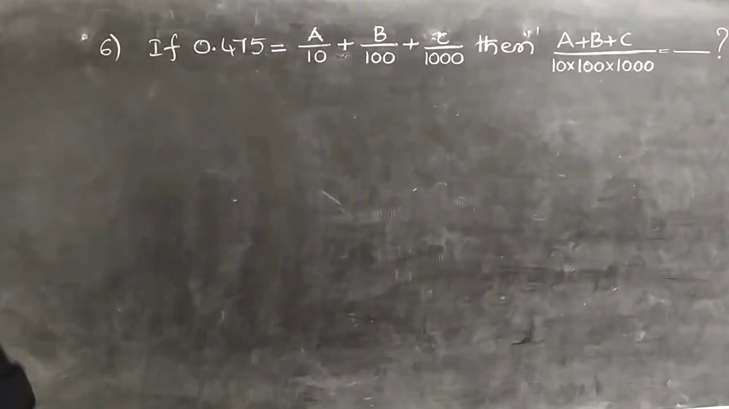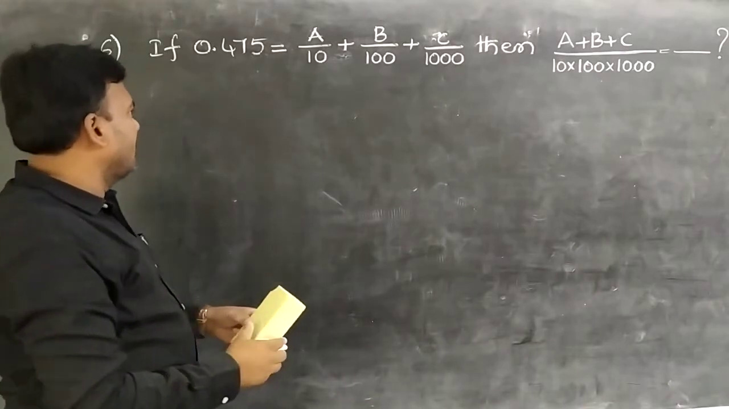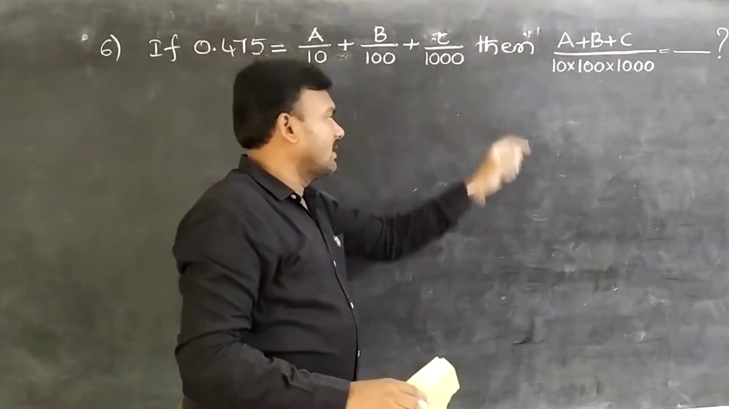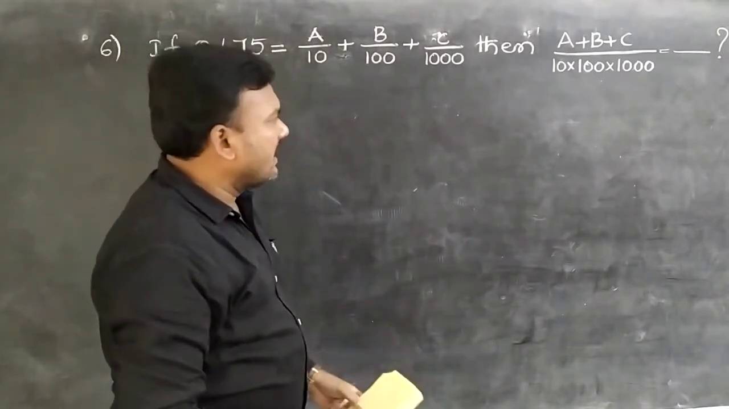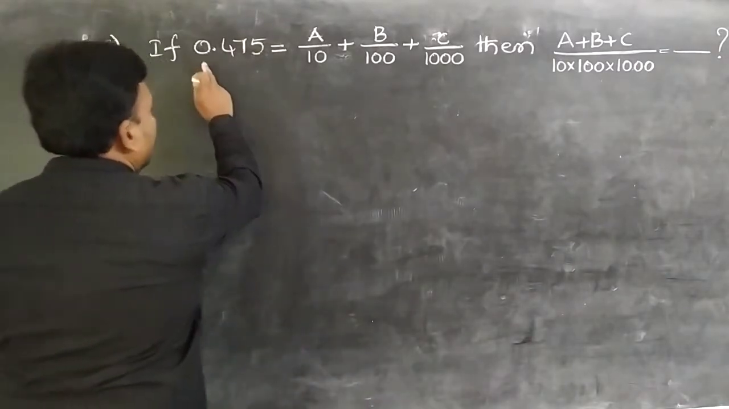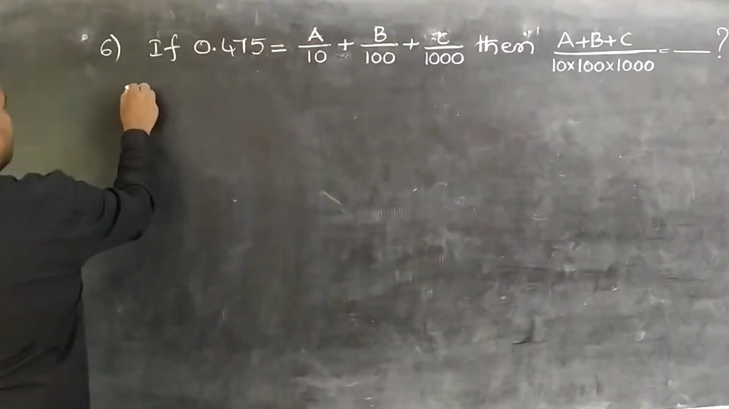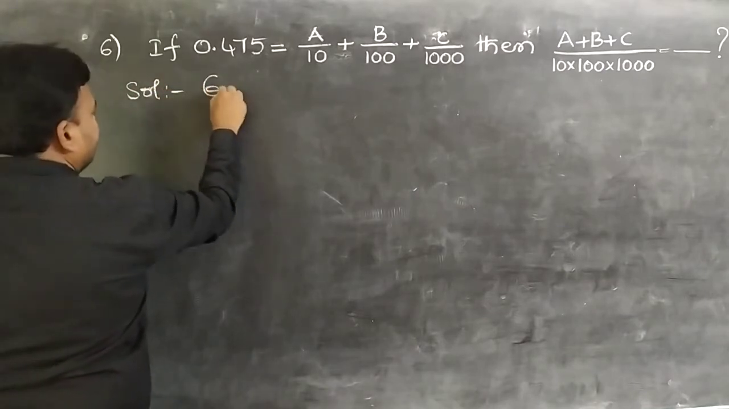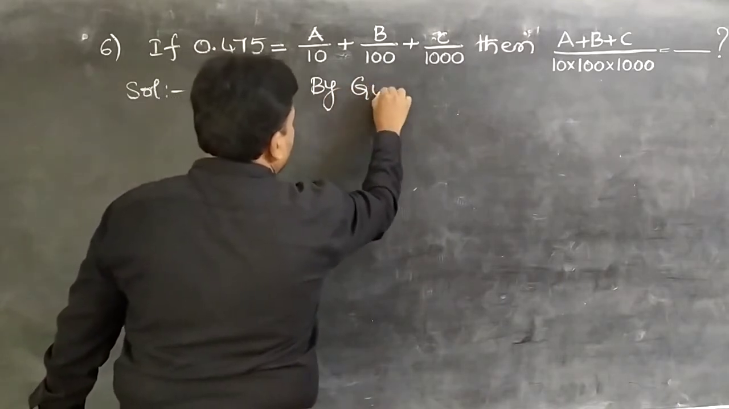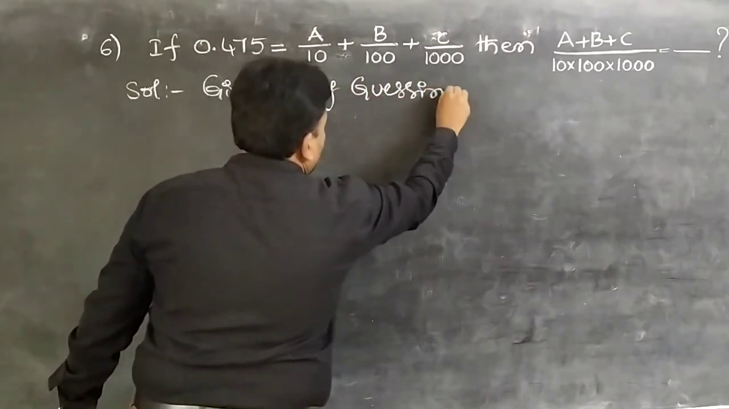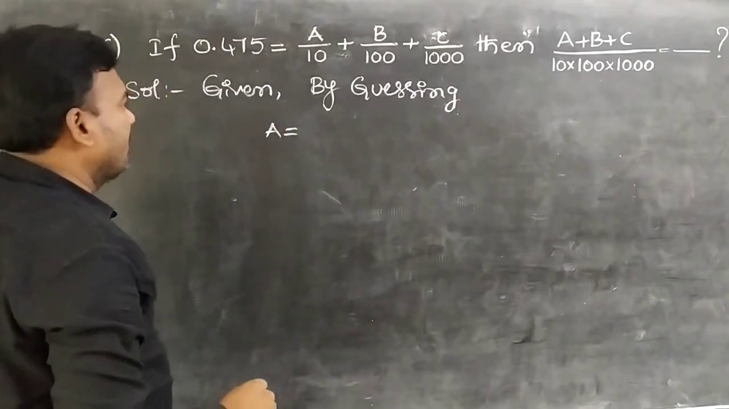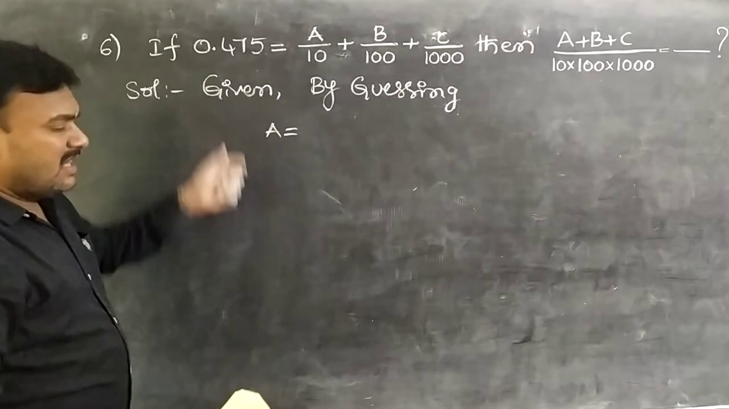Right, students. If 0.475 equals a/10 + b/100 + c/1000, then (a + b + c)/(10 × 100 × 1000) equals what? Students, observe the value given carefully. Solution: by guessing, how much is the value of a? Observe, students. A equals how much? Here, observe the first value.